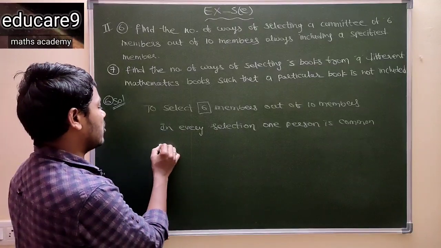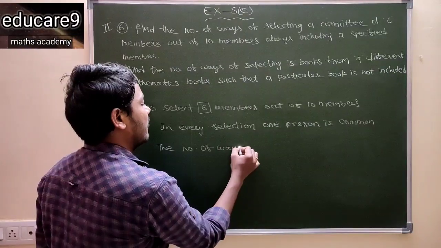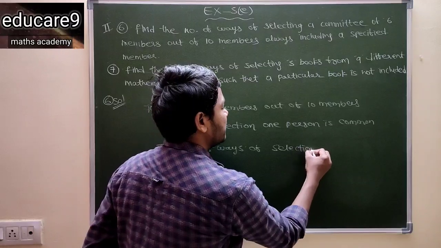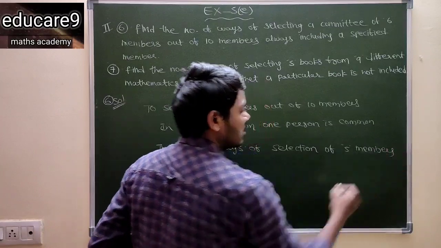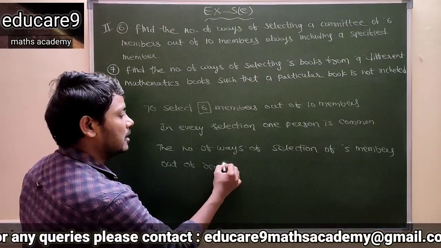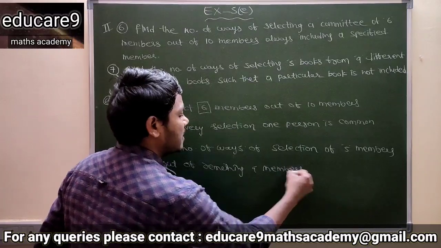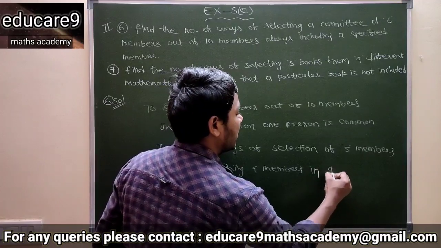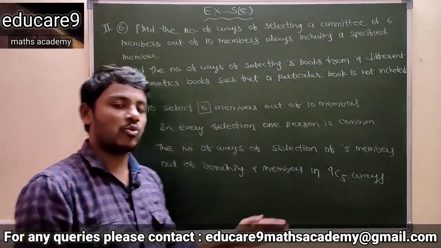Therefore, the number of ways of selection of 5 members out of the remaining 9 members. In how many ways? So clearly this can be done in 9C5 ways. So this is the required answer.